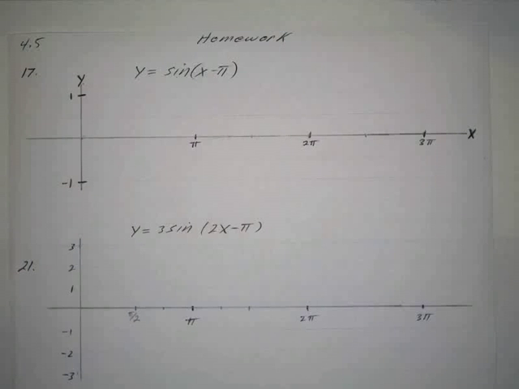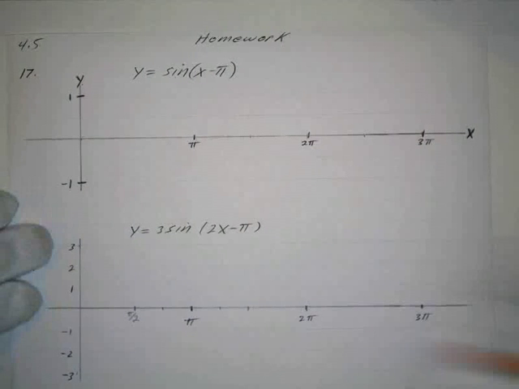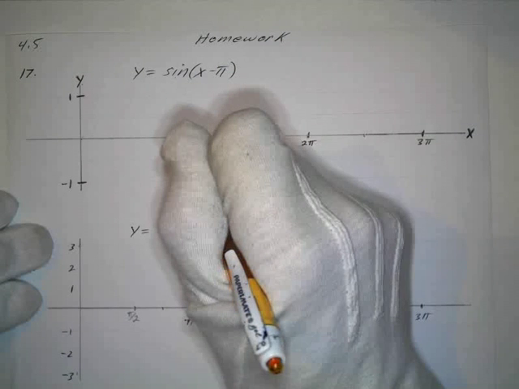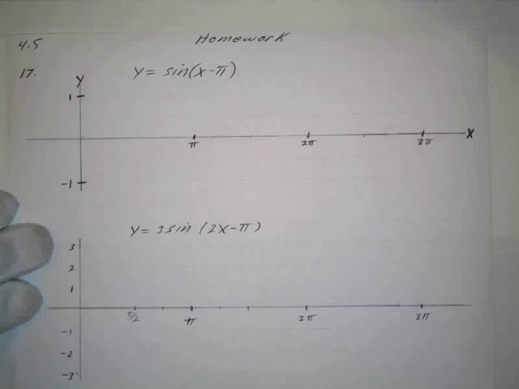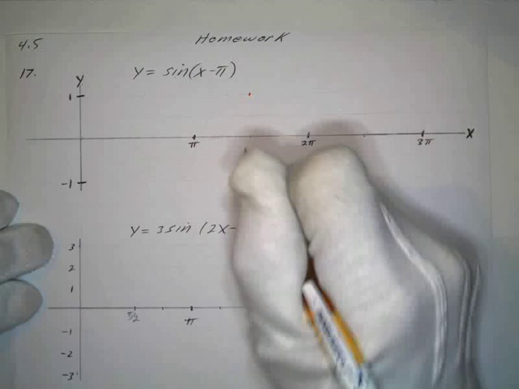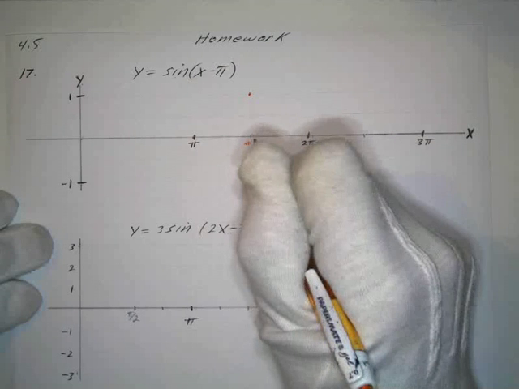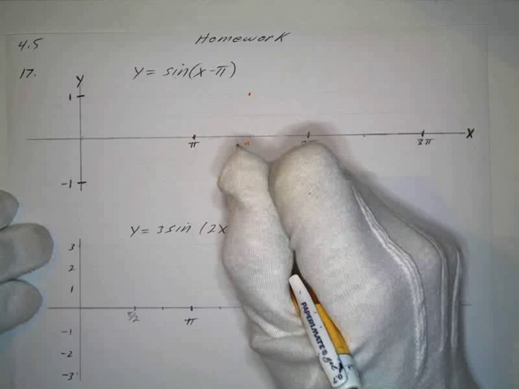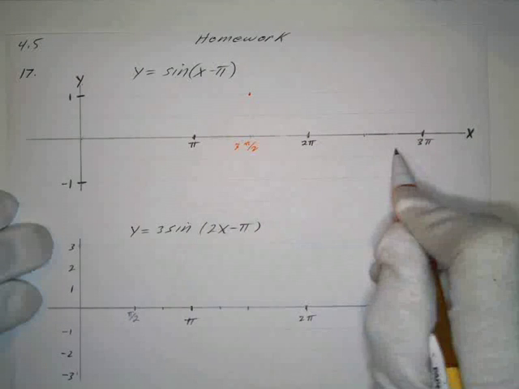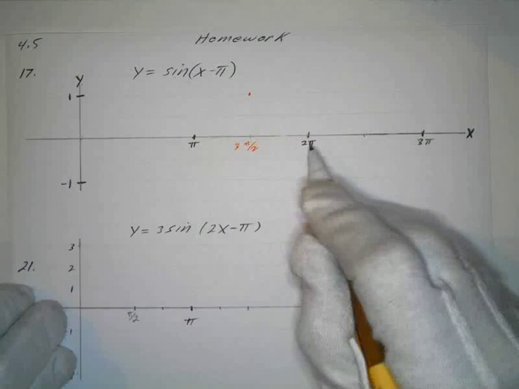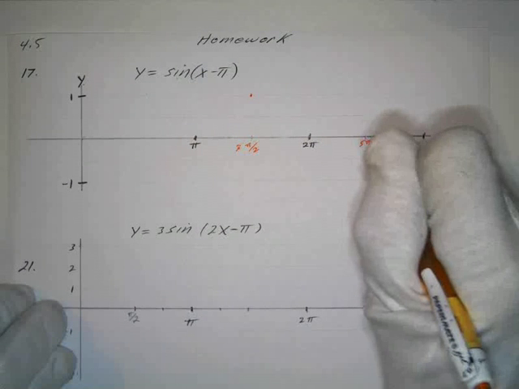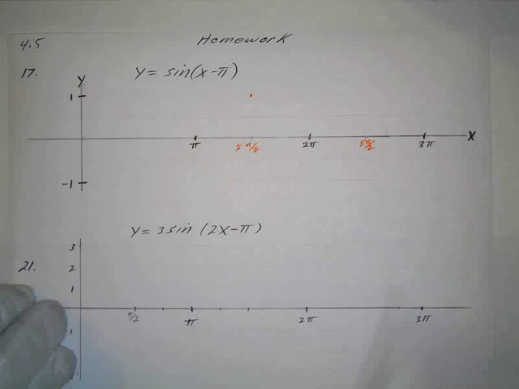But now we're going to shift it over. So now we're going to start here at pi. And that's going to be 0. And then I'll go up 1. Because this is 3 pi over 2. Okay. 4 pi over 2, this would be 5 pi over 2. And 6 pi over 2, which is 3 pi.